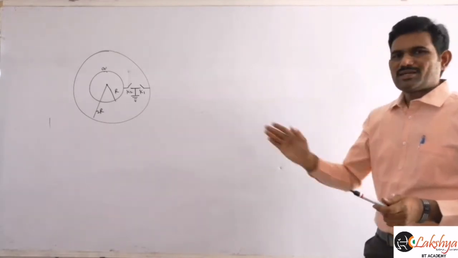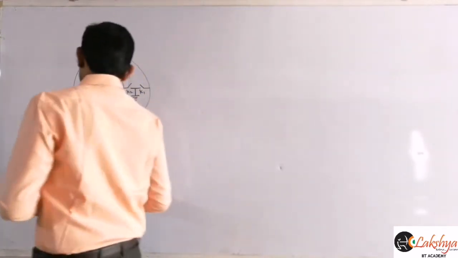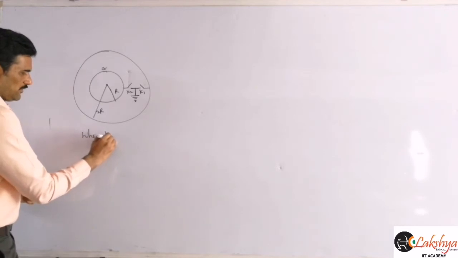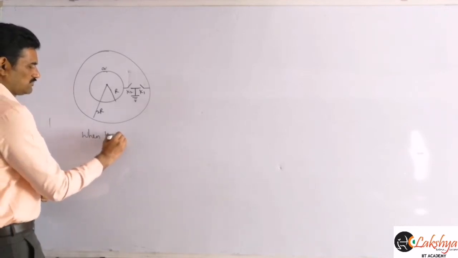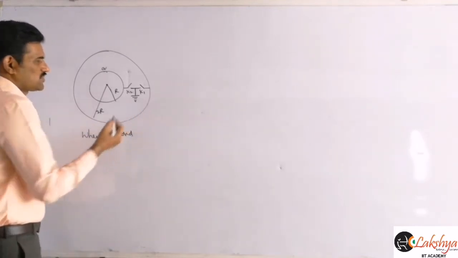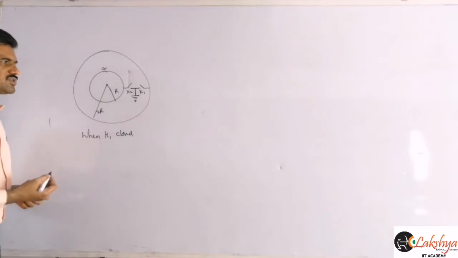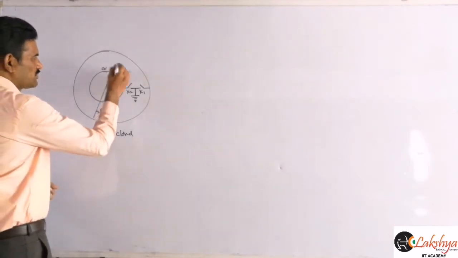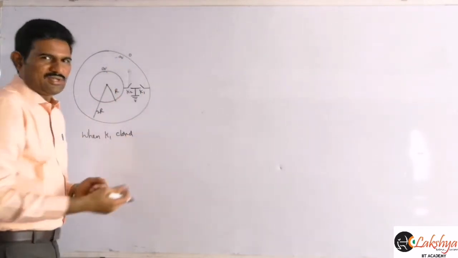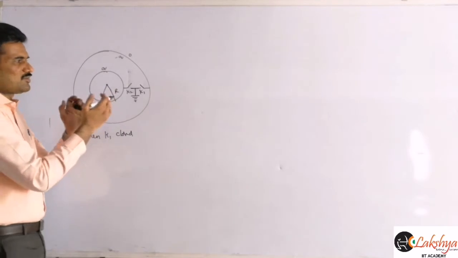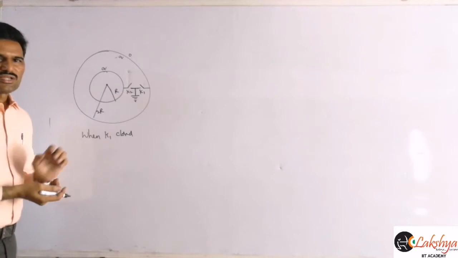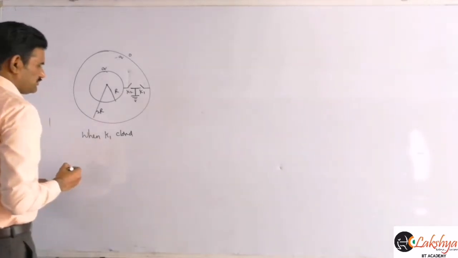So initially K1 is closed. That is our situation then, so I will start from here itself. When K1 is closed, that shell is earthed, so its potential will become 0. And its potential becoming 0 means, as we already discussed, the charge present on this will be minus Q appearing here, and the outside will be 0. That is the charge distribution taking place when K1 is closed, right?